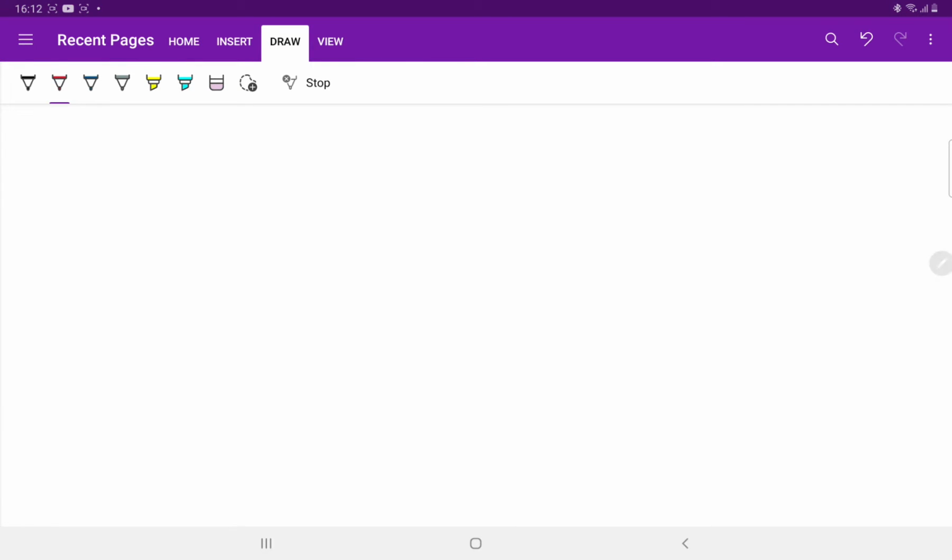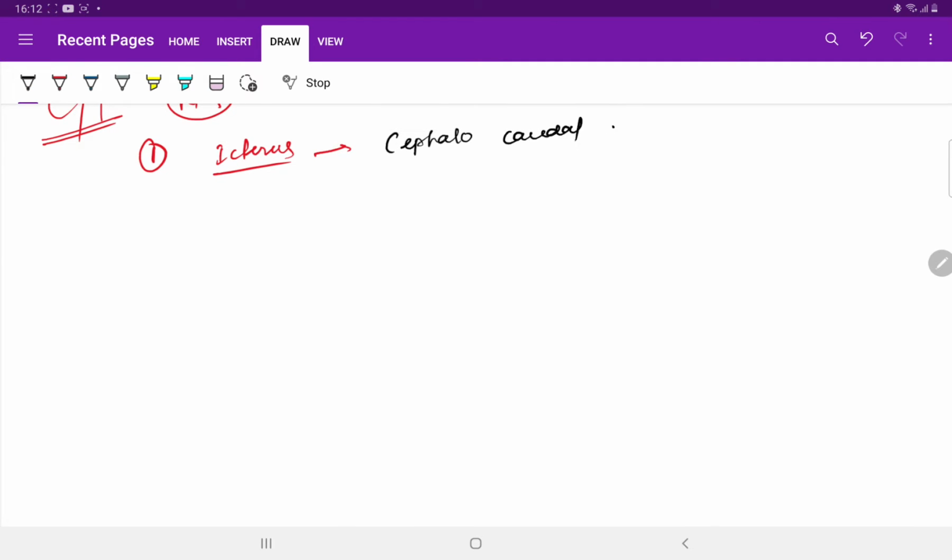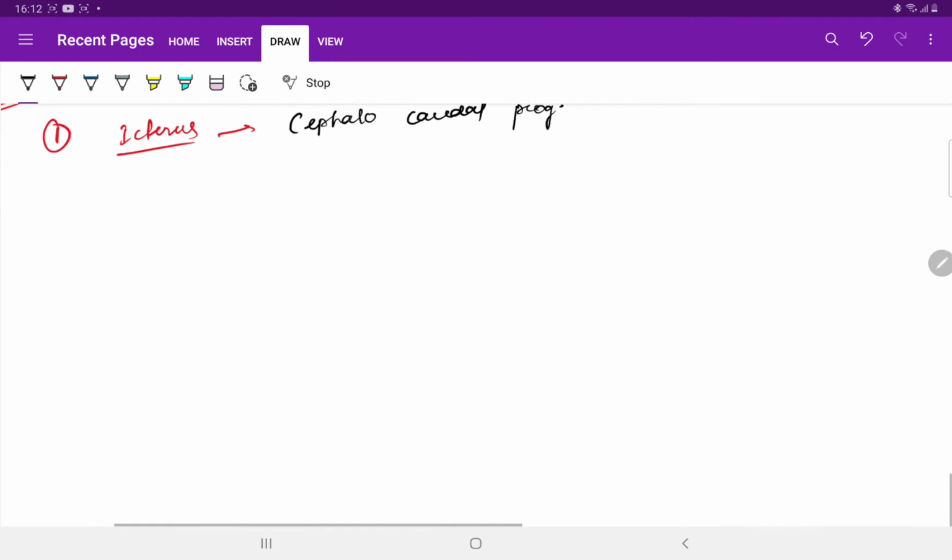Okay, so coming to the clinical features that we'll be seeing in a case of neonatal jaundice. The first and foremost thing is icterus. We have to remember that icterus has a cephalocaudal progression, so it will start from the face and then move down towards the limbs.